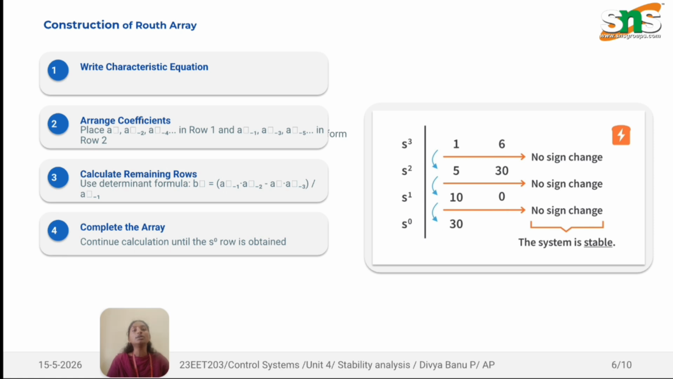If the first column of the array does not contain any zeros or negative numbers, then we come to the conclusion that the system is stable. Here we have 3 steps. In the first step there is no sign change, and in the second and third steps also we do not have any sign change. Therefore the system is stable.